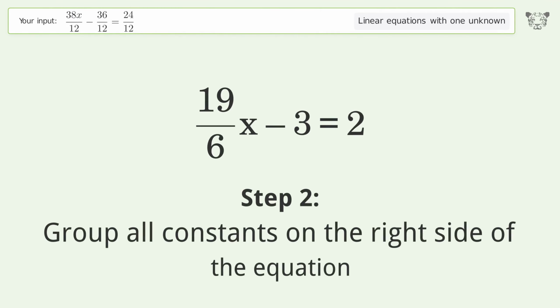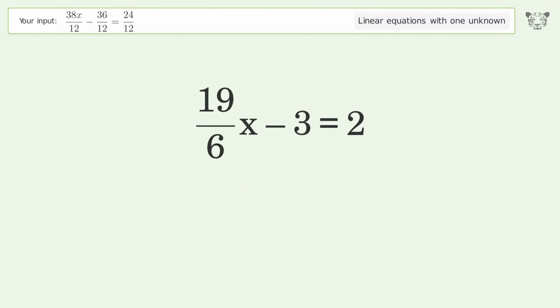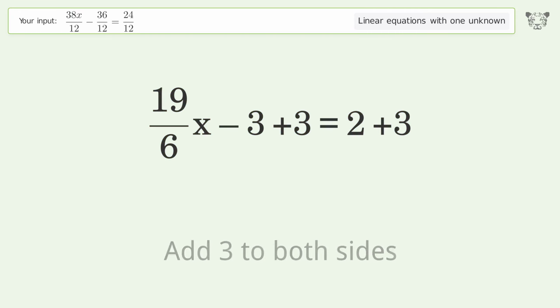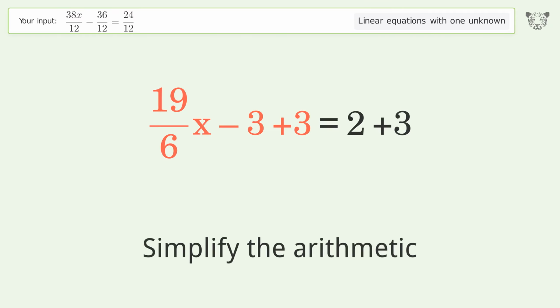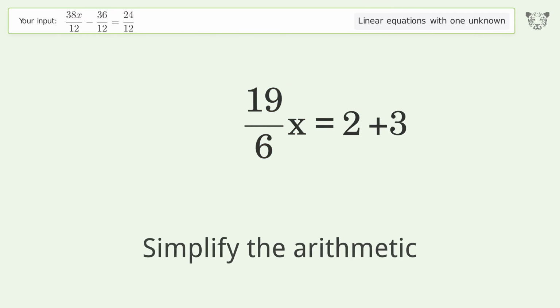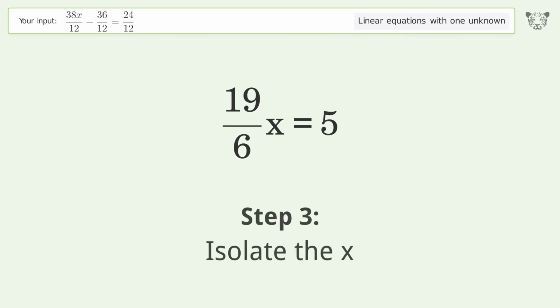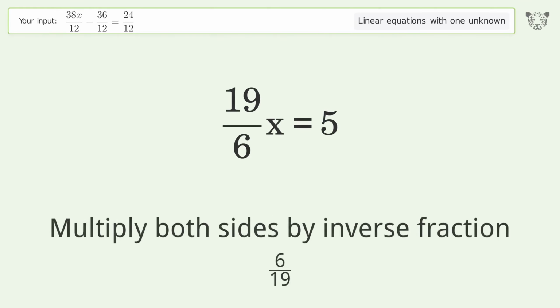Group all constants on the right side of the equation. Add 3 to both sides. Simplify the arithmetic. Isolate the x. Multiply both sides by inverse fraction 6 over 19.